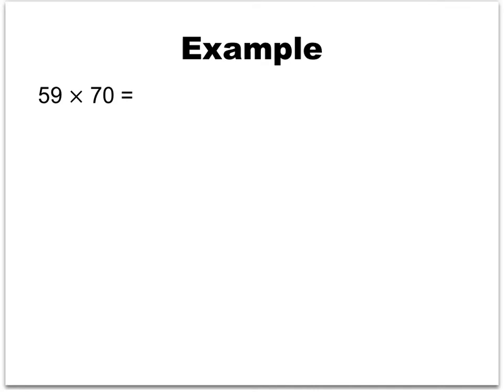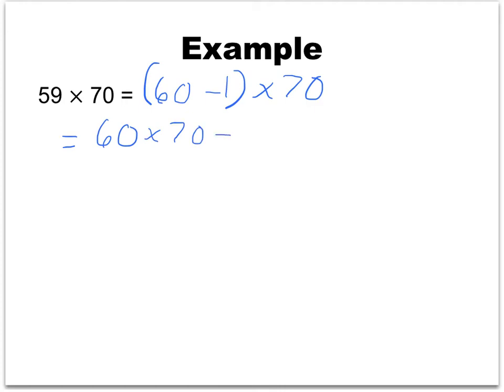So let's take this example of 59 times 70. And let's look at simplifying this arithmetic. So I say, well, 59 is almost 60. Multiplying by 60 is a lot easier than multiplying by 59. So let's rewrite this as 60 minus 1, and then take that times 70. So now let's distribute. So we get 60 times 70 minus 1 times 70. So there we're using the distributive property.